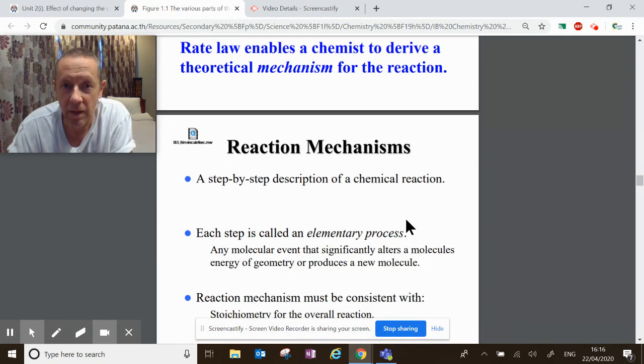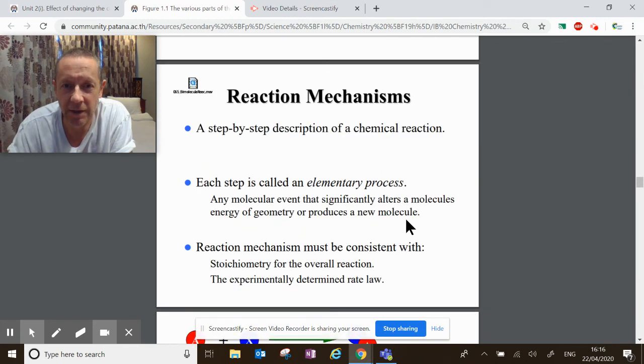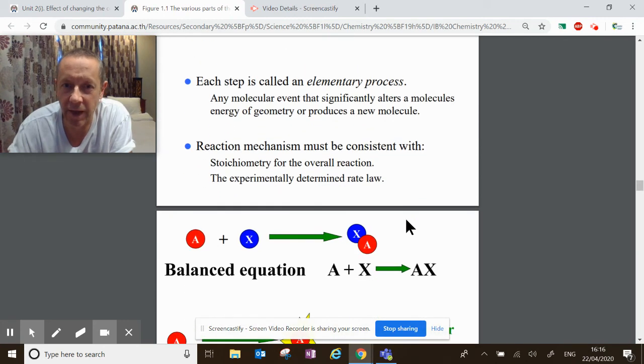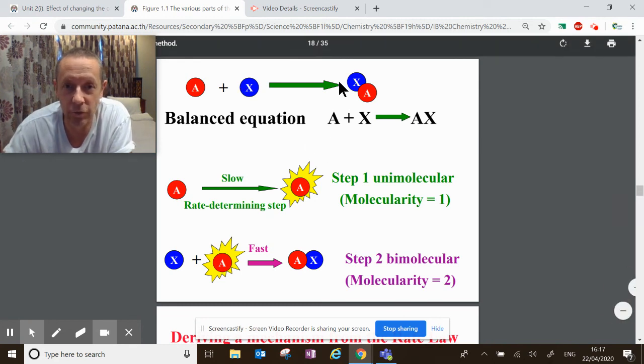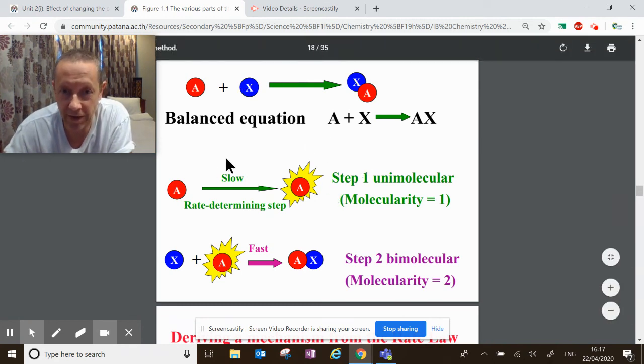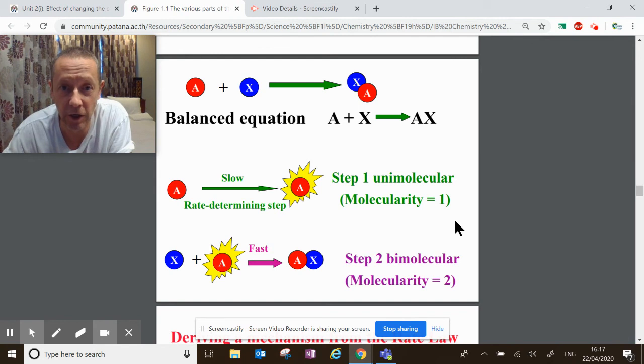Now, this next slide, I'm going to skip over that for now. We're going to come back to that. It'll make more sense, I think, once we've looked at the illustration rather than the description of it. So this is the reaction that we've just met. It's the reaction between A and X, whatever they might be, two reactants to produce a single product. They react in a 1-to-1 ratio. Now, we've already established what the rate equation is and seen that it excludes X.